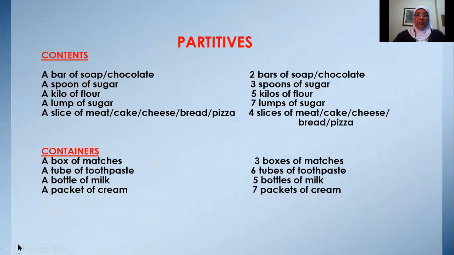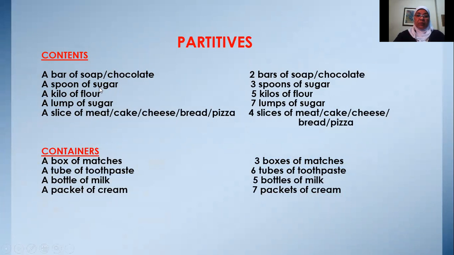Partitives are divided into contents and containers. For example, if you want to speak about a bar of soap or a bar of chocolate, when you put them into the plural, how do you say? Do you say 2 bars of soaps or 2 bars of chocolates? No, we just put the S with the bar. So we say 2 bars of soap or chocolate.